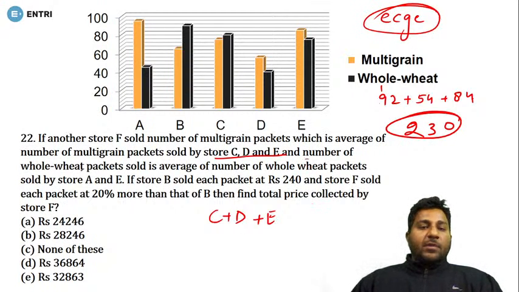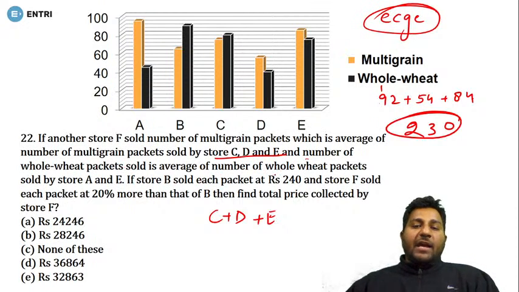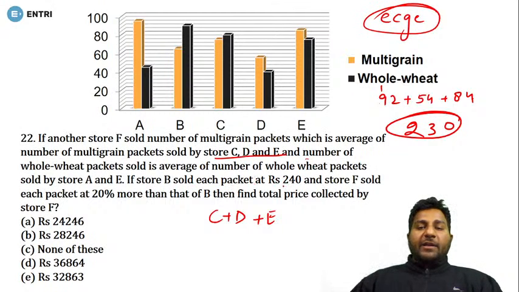And the number of whole wheat packets sold is the average of the number of whole wheat packets sold by stores A and E. If store B sold each packet at 240 and store F sold each packet at 20% more than that of B, then find the total collected by store F.